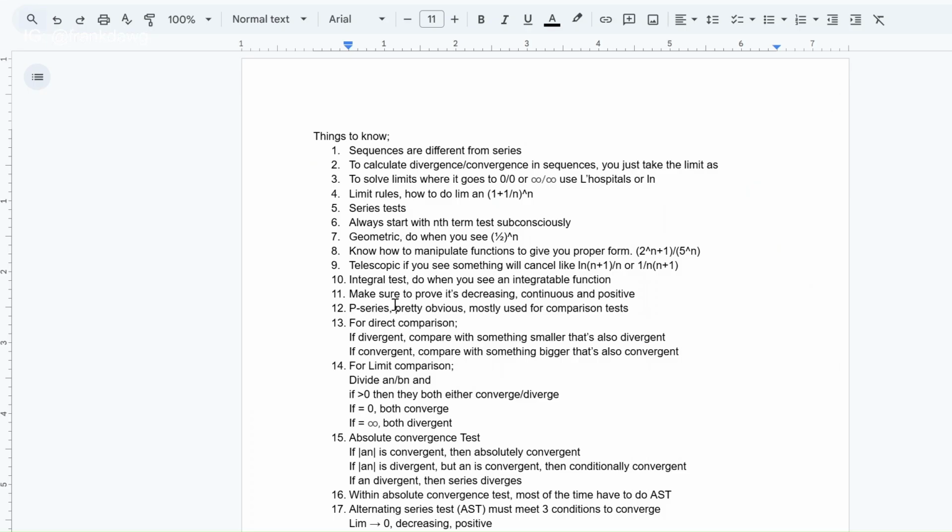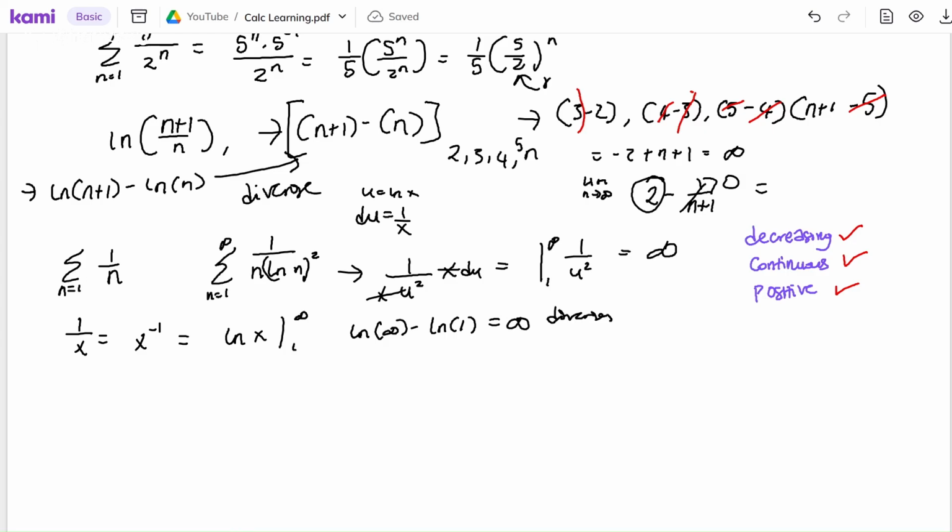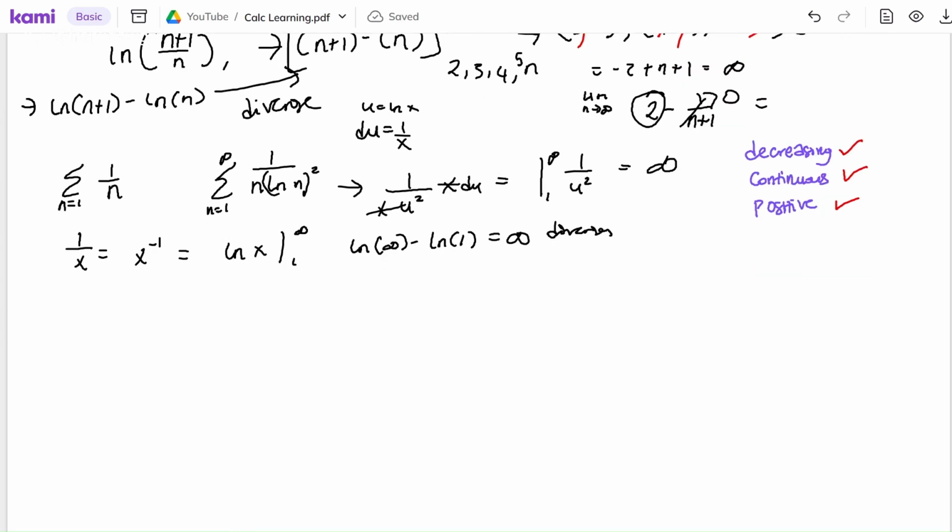Next up, P series, pretty common. Like I showed over here, something like 1 over n raised to some power. Right now this is raised to the 1 power. In P series, the power has to be greater than 1. It can't be 1. Greater than 1 to converge. And if it's less than or equal to 1, then it diverges.